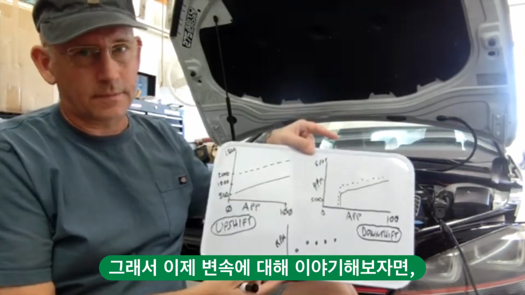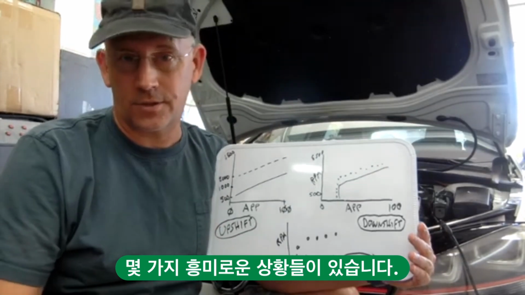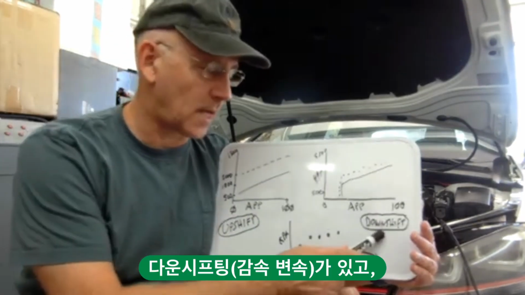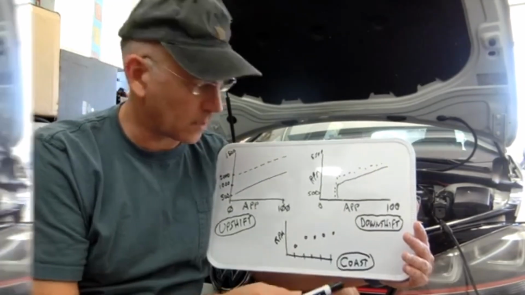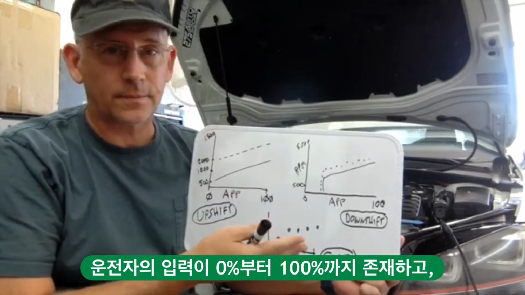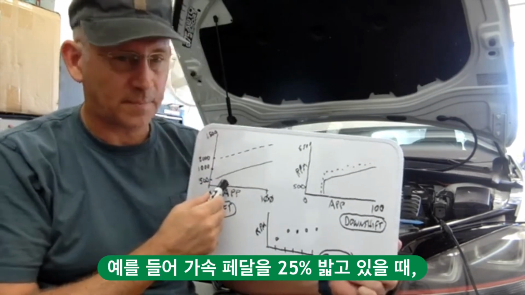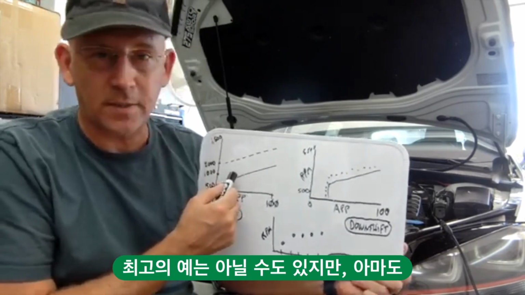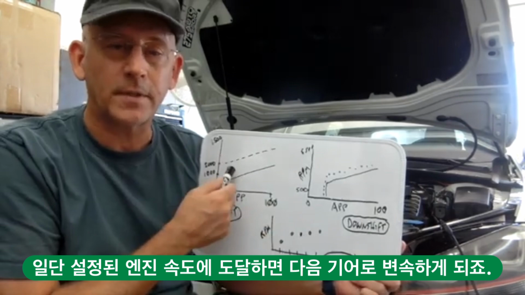So to discuss the shifting, I'll go into a couple of the different situations that are of interest to us. Upshifting, downshifting, this is accelerating downshifting, and then just coasting downshifting. So for the upshift, you've got 0 to 100%, that's driver input, and then whatever engine speed you happen to be at. In this case here, say you're at 25% pedal. When the engine speed gets up to, 1,000 is probably not the best example, probably maybe 2,000 would be better, but once it gets to that engine speed, then it's going to shift up to the next gear.